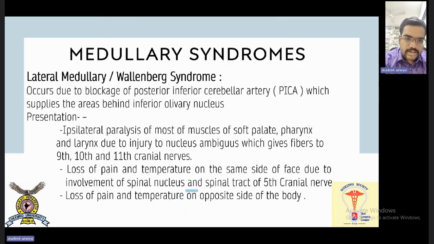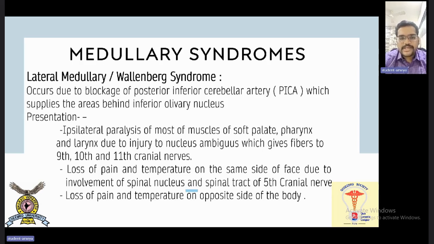In brainstem syndromes, the first syndrome that we are going to discuss is the lateral medullary syndrome, also called Wallenberg syndrome. This syndrome occurs due to blockage of the posterior inferior cerebellar artery, that is PICA, which supplies areas behind the inferior olivary nucleus.